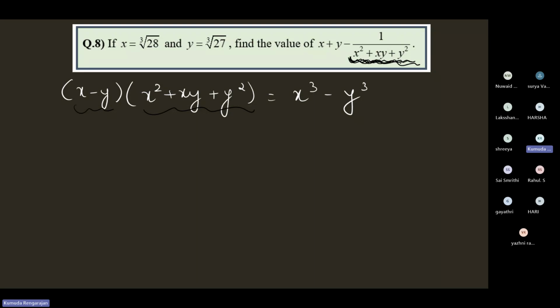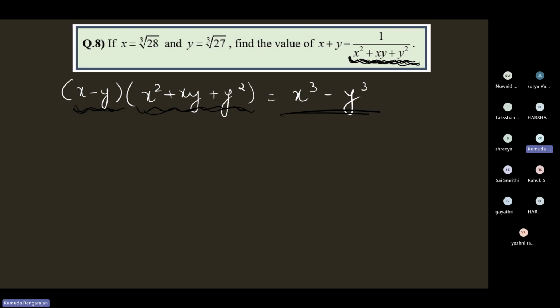This one is there, but why is it not along with this? Because if it were x minus y into x squared plus xy plus y squared, then you can use this identity and write it as x cubed minus y cubed. But you find only a part of it here.